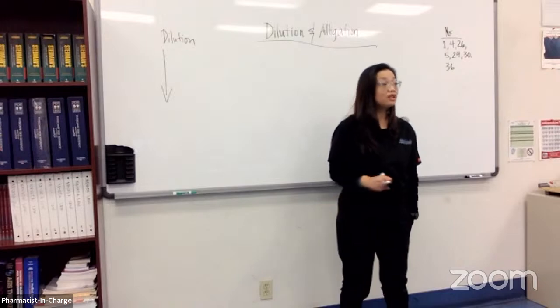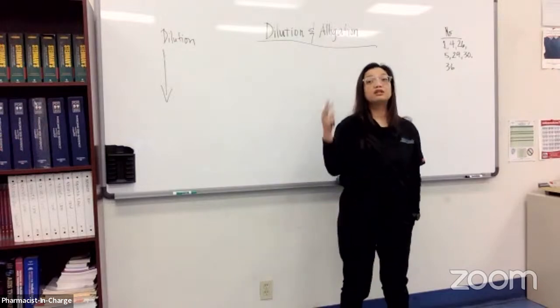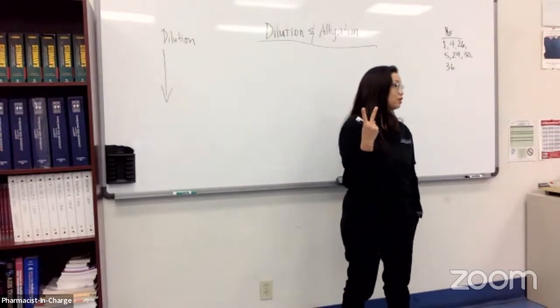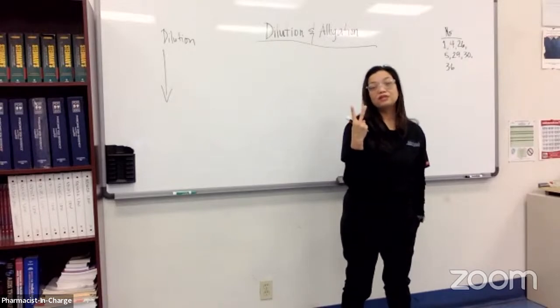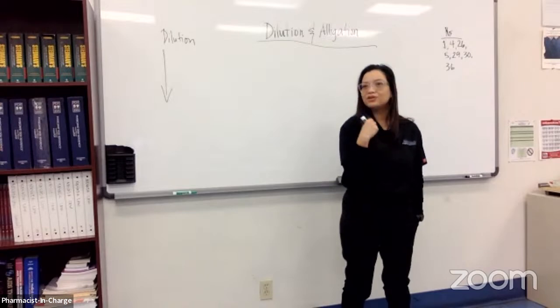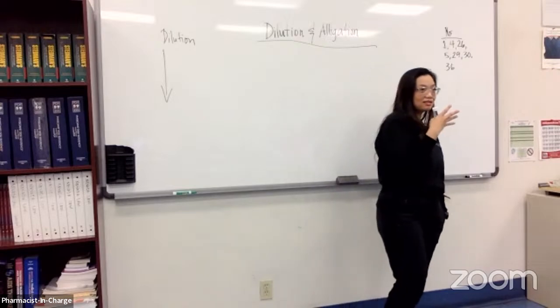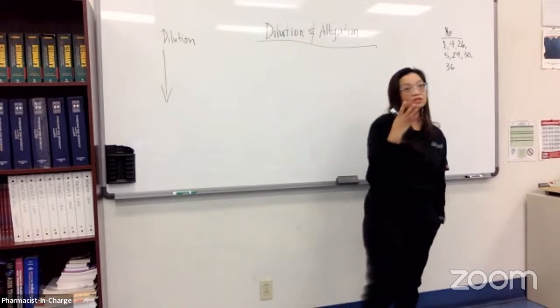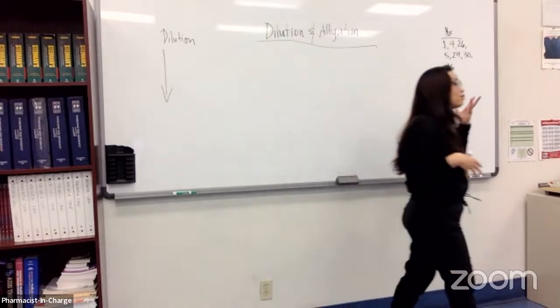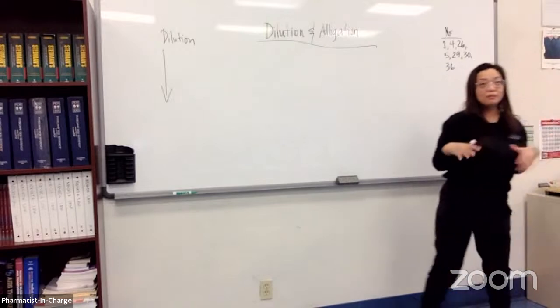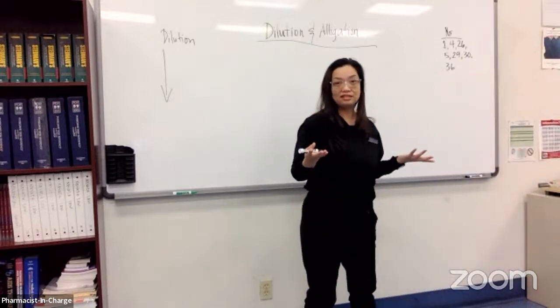Alligation, on the other hand, is where there are two concentrations available, one high and one low, and usually you're asked to make the middle concentration. So the question is, like I said yesterday, how much of the higher concentration do you need, and how much of the lower concentration do you need to make the middle concentration?